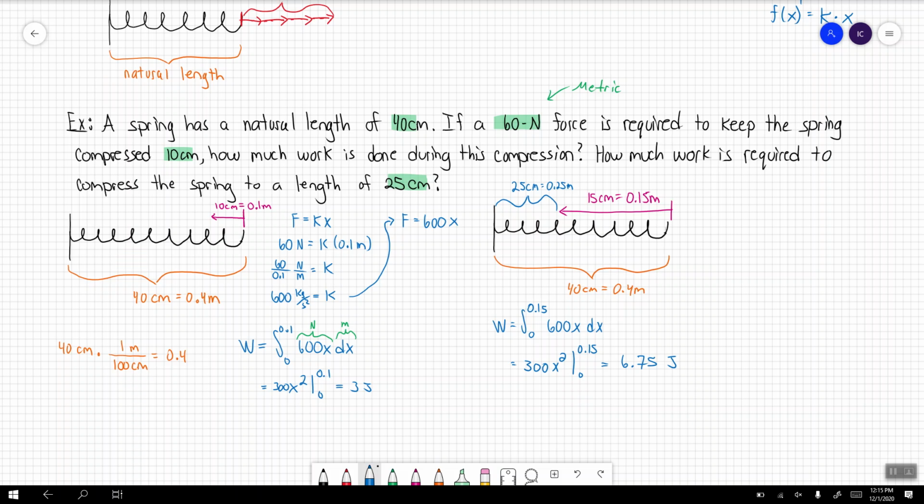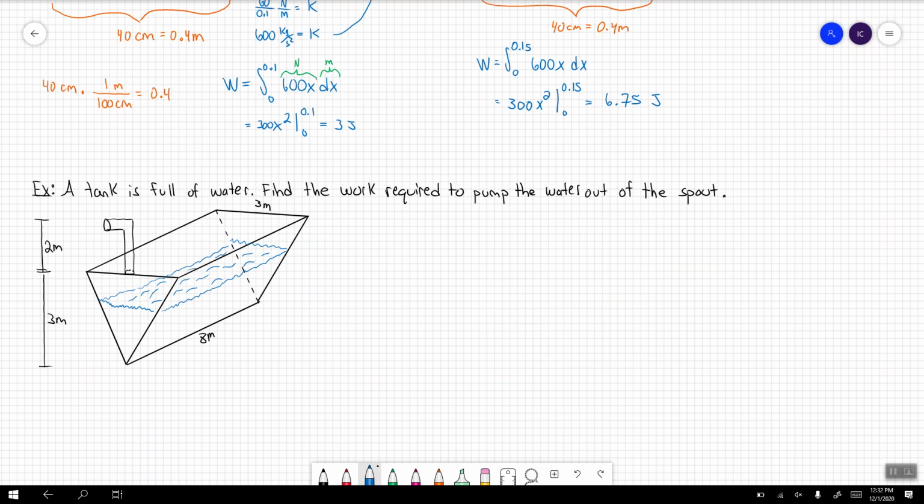All right, so let's give a quick example. Here's the next question that we're working on: a tank is full of water and we want to find the work required to pump the water out of the spout. The picture is given below, and we have this trough-looking figure made by triangle ends. Again, it's full of water, and we have a few measurements. The trough has a height of 3 meters, and the water spout itself has a height of 2 meters.